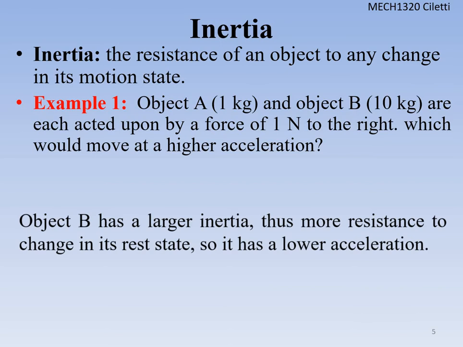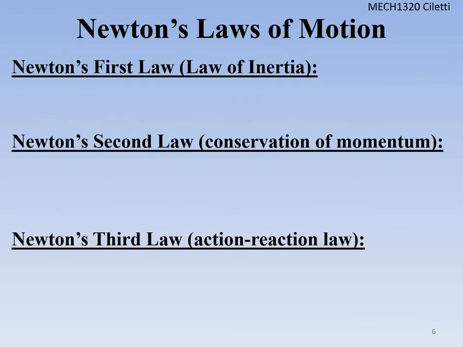Since object B has the larger inertia, it means more resistance to get it going. It has a higher resistance. It doesn't want to change its state. Objects at rest tend to want to stay at rest. So it's going to have a lower acceleration because it has more resistance. It's harder for us to push and get started. All right, so that brings us into Newton's laws of motion.